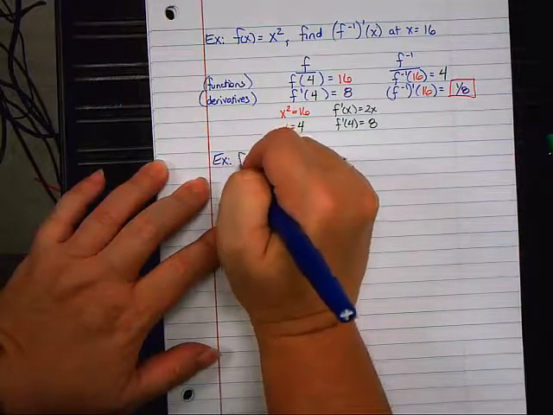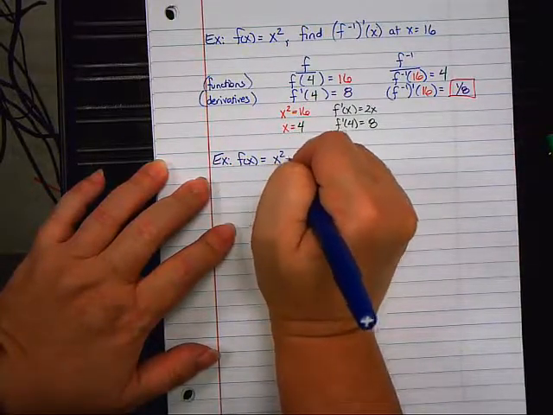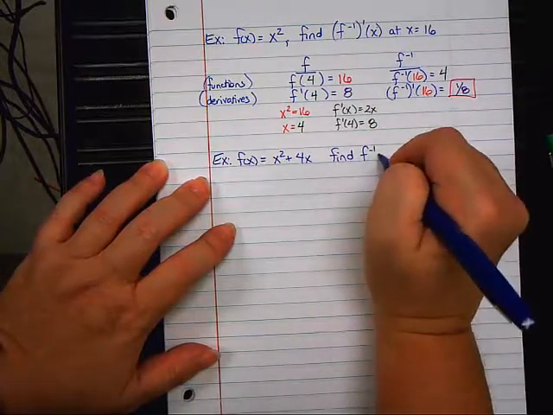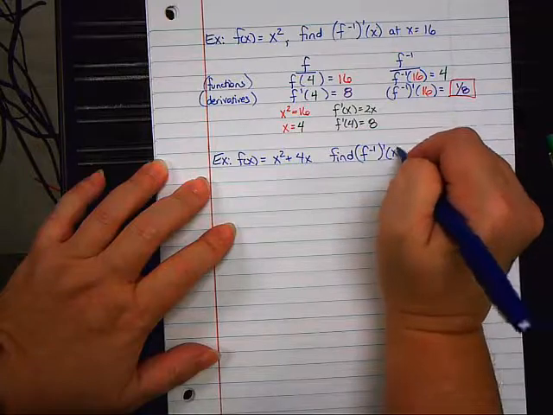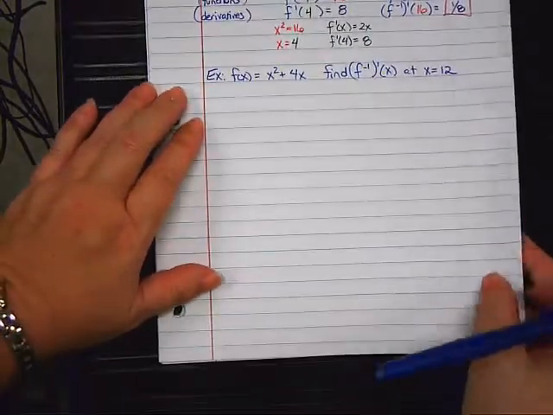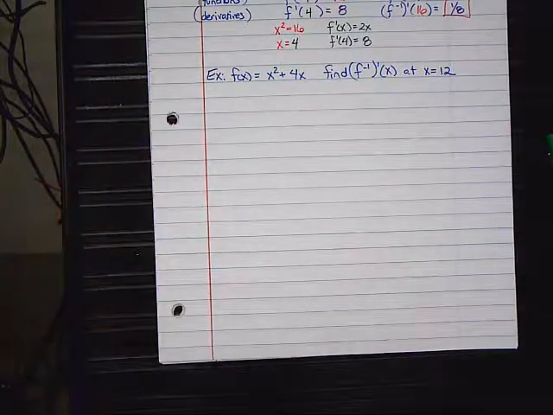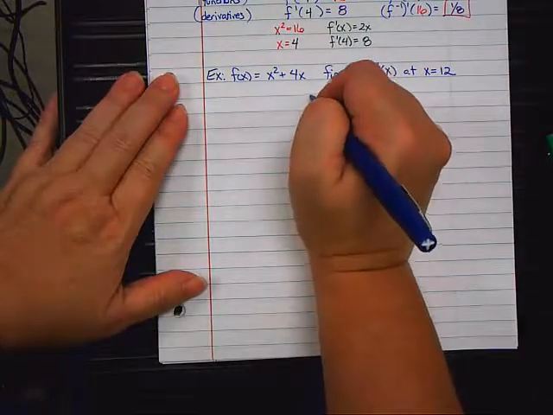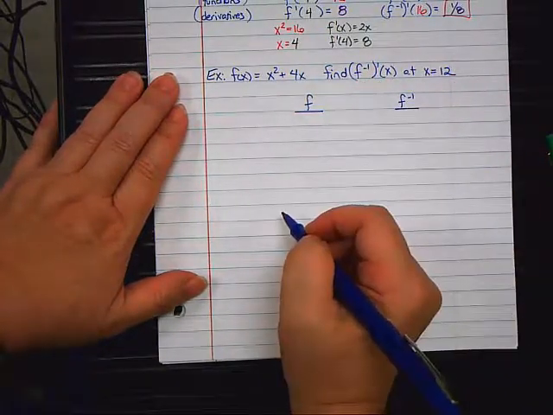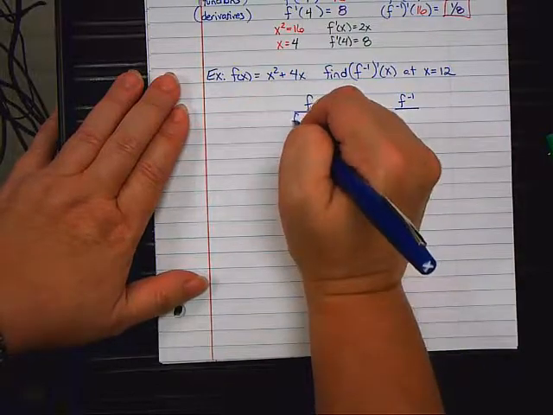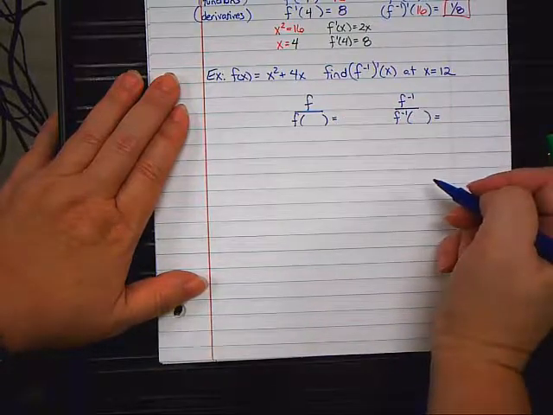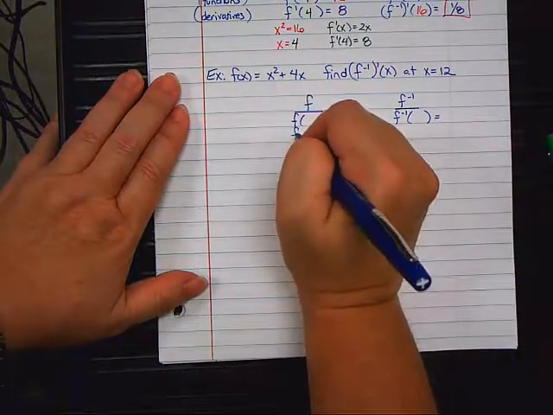Example. f of x equals x squared plus 4x. Find f inverse prime of x, at x equals 12. So set up your chart again. f inverse. Your column headers. Then the first row is just those same letters with parentheses. The second row is the derivatives.